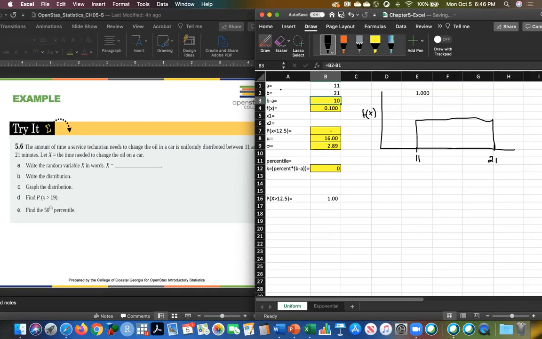So I know that this is going to be 0.1, and this is going to be 10, right? So if I multiply 0.1 by 10, it's going to be 1, right?